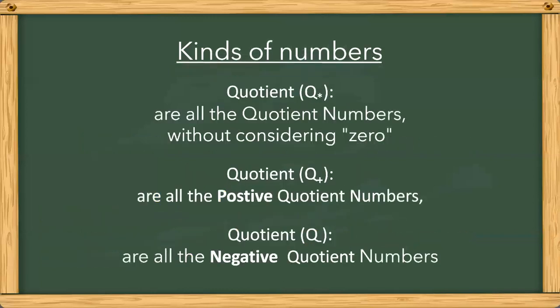If we see now a group of numbers that is symbolized by the Q star symbol, it means that we have all the quotient numbers without considering zero. If we have a group of numbers which is symbolized with a Q plus symbol, it means that we have all the positive quotient numbers. And if we see a Q minus group of quotient numbers, it means that we have all the negative quotient numbers.